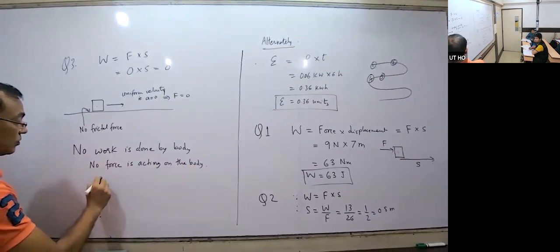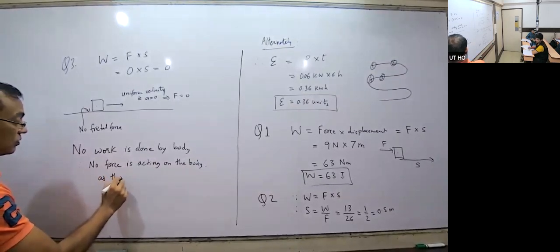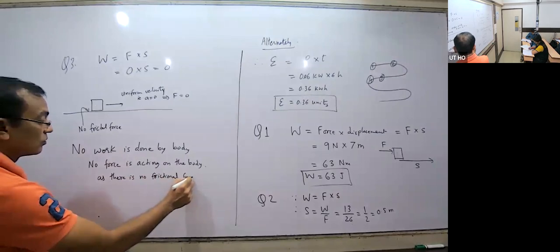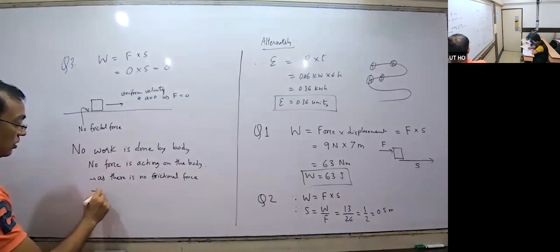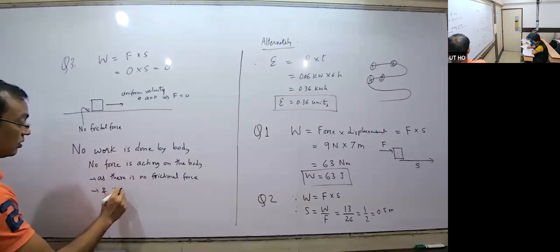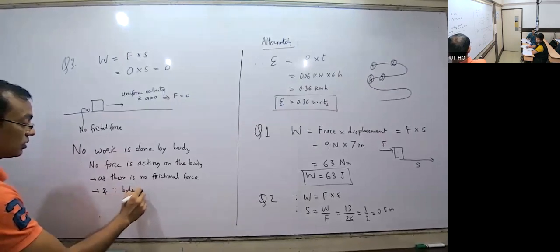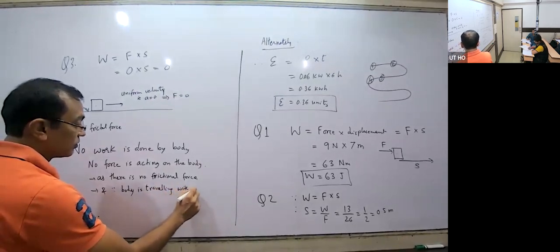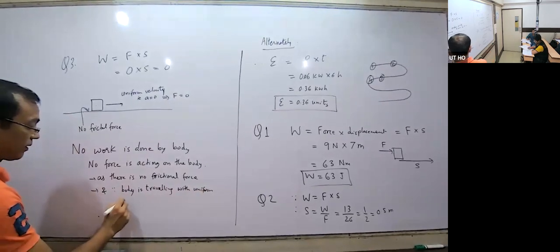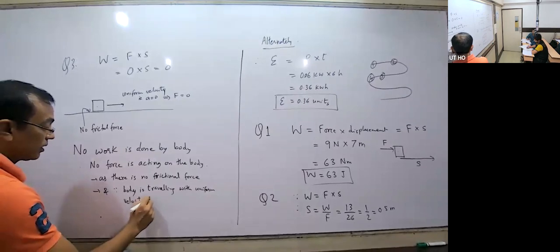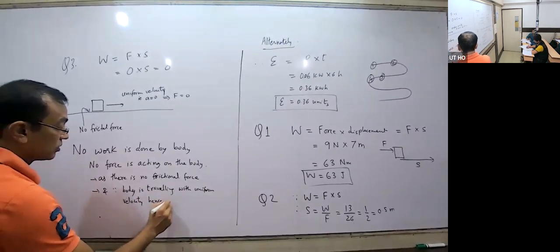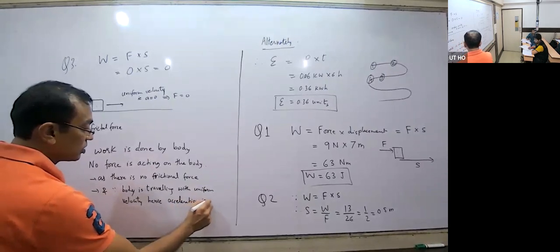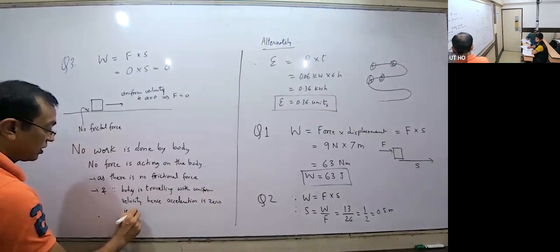Right. As there is no friction, no frictional motion, and since the body is traveling with uniform velocity, hence acceleration is zero. That is, no external force.